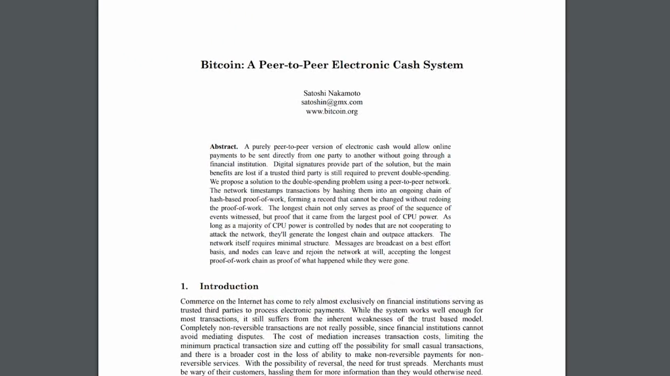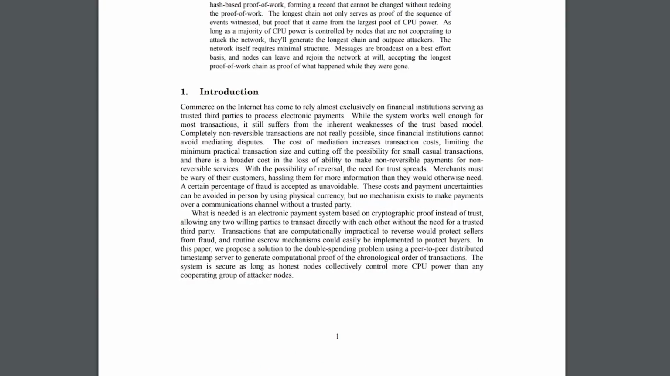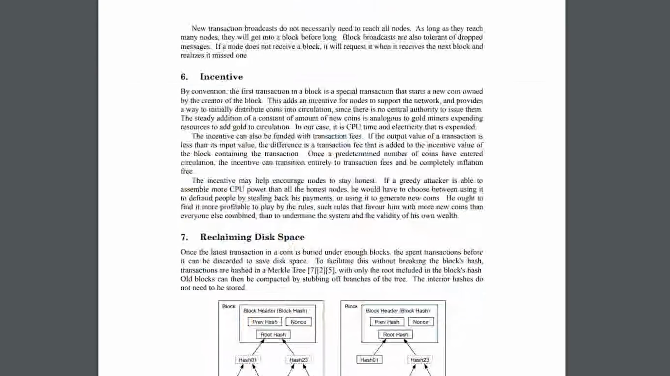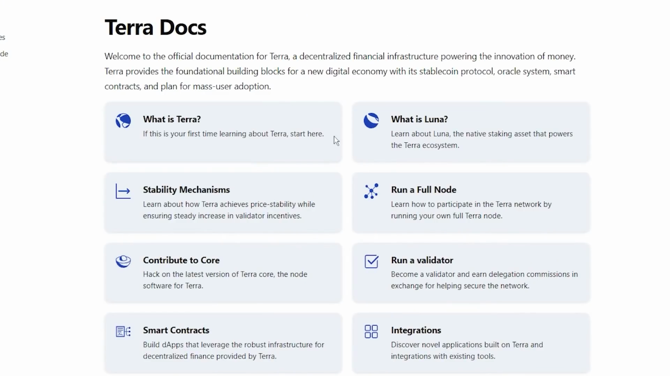For example, this is Bitcoin's whitepaper. It tells you exactly how Bitcoin works, the proof of work system, incentive for mining, and so on. Or if you check Terra's whitepaper, it tells you everything that you need to know. What is it, how to run a node, how to contribute, etc.